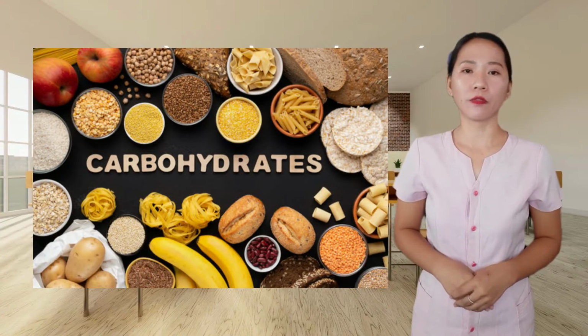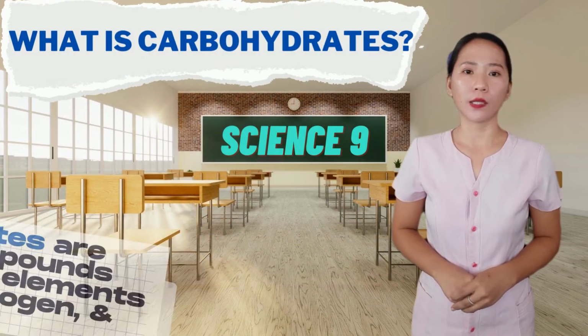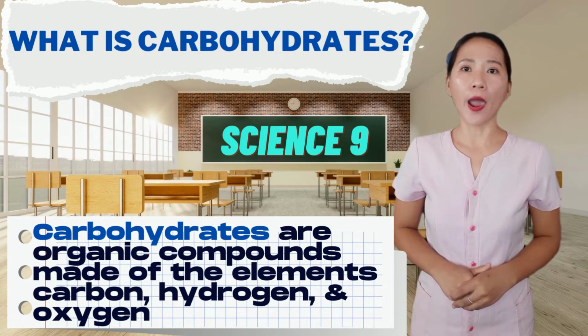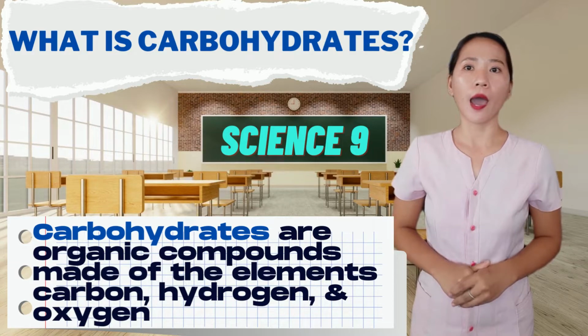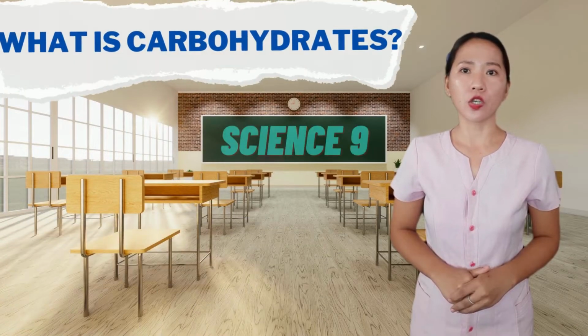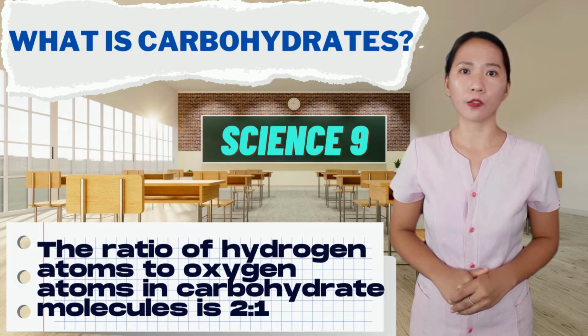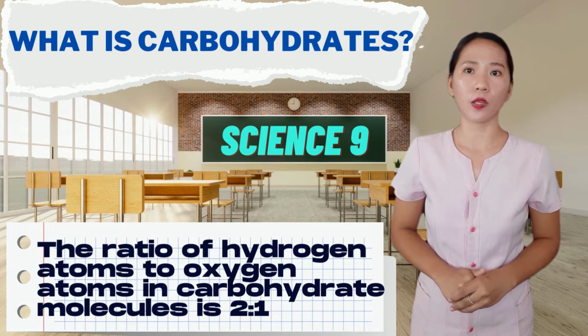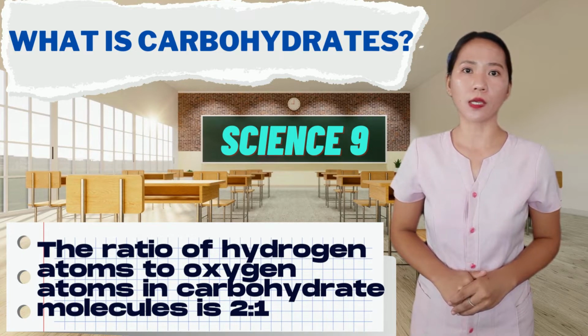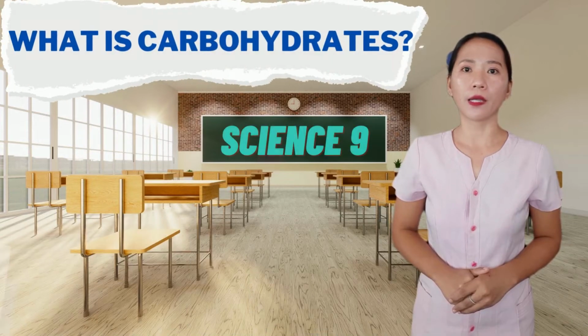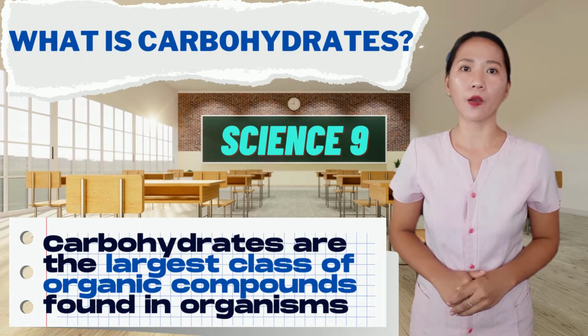Now, we proceed first to carbohydrates. What are carbohydrates? A carbohydrate is an organic compound made of the elements carbon, hydrogen, and oxygen. The ratio of hydrogen atoms to oxygen atoms in carbohydrate molecules is 2:1. Organisms use carbohydrates as energy sources, structural units, and for other purposes. Carbohydrates are the largest class of organic compounds found in organisms.